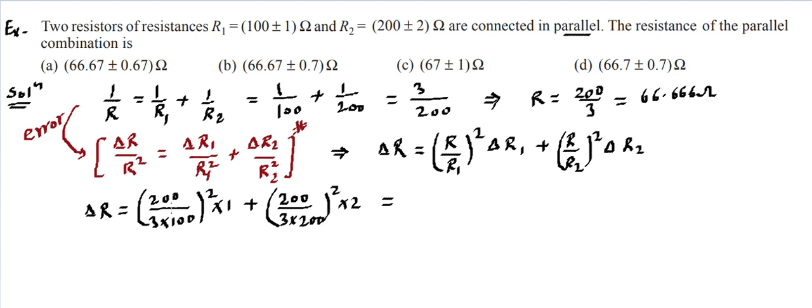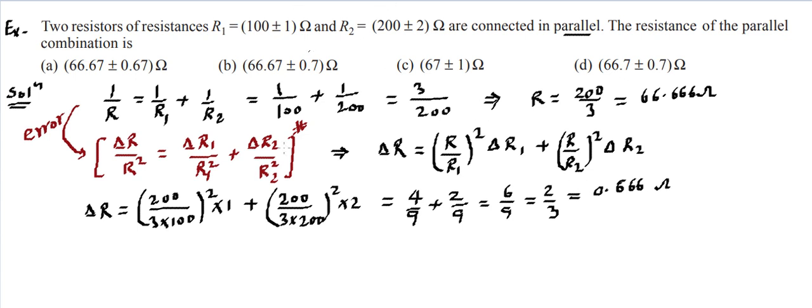Then you can say this can be simplified. So first term will become 2 by 3 square. So 2 by 3 square is 4 by 9, plus, if you simplify this, it's going to be 2 by 9. We can simplify this to become 6 by 9, which can be further simplified as 2 by 3. So that's going to be equal to 0.666 ohm. So that's going to be the value of delta R.